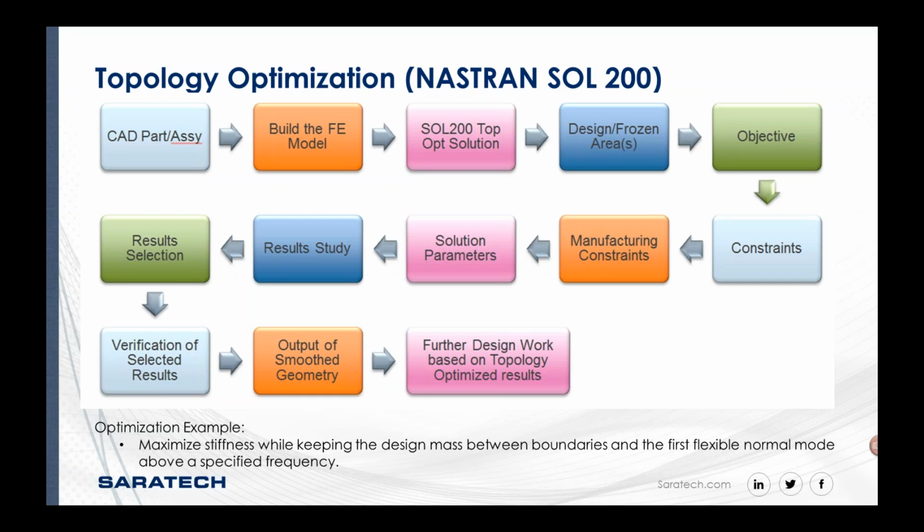At the bottom, I have a simple optimization example. We want to maximize stiffness of the structure while keeping the design mass between some boundaries. We also want the flexible mode to be above a specified frequency. So you can see we have our objective and then we have our constraints. That is the basic for our topology optimization in Solution 200.